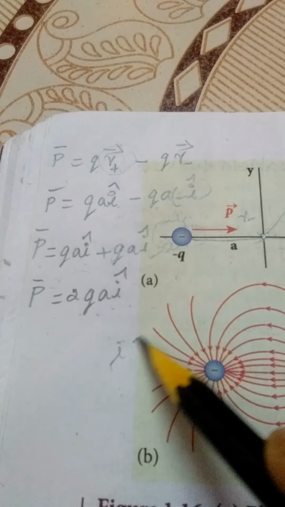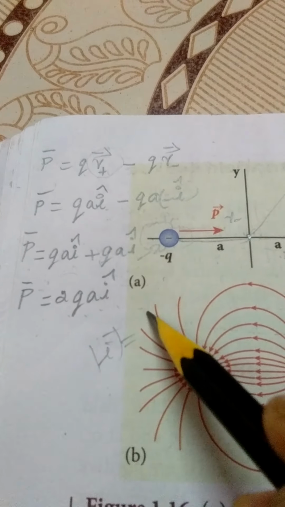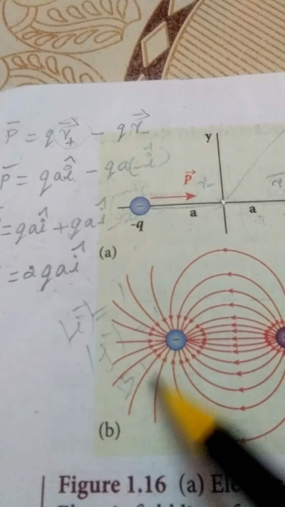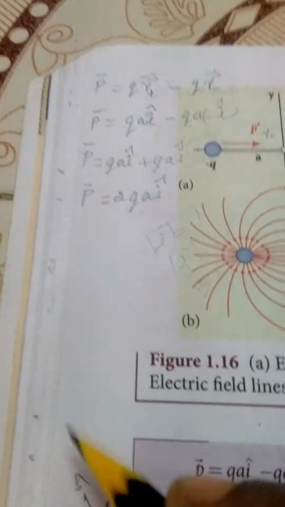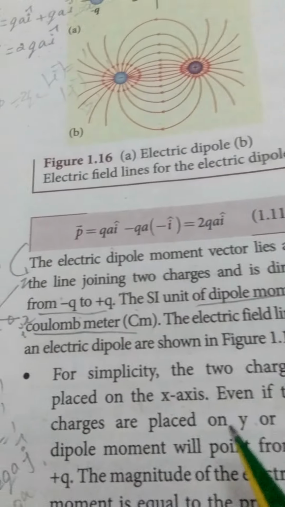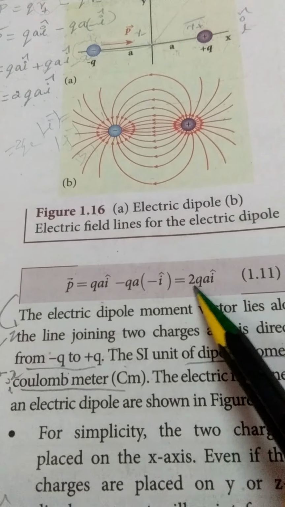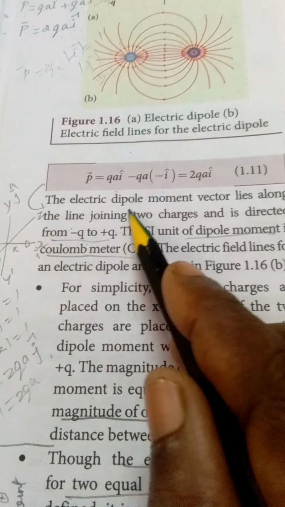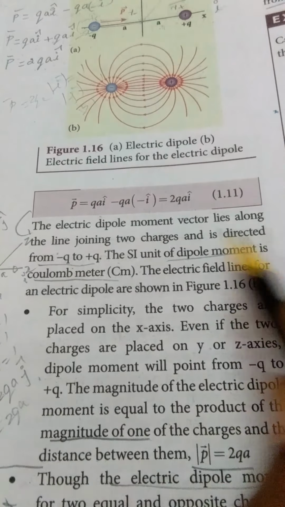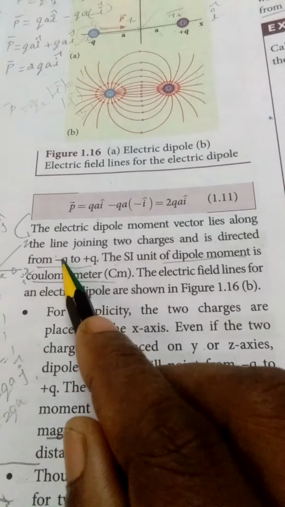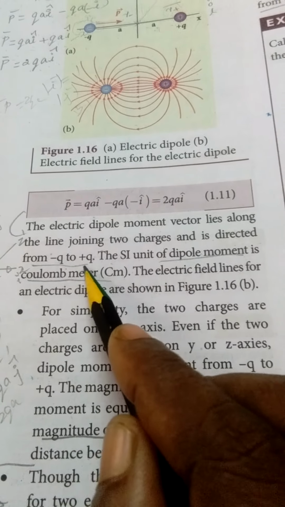The modulus of i is always 1, the modulus of j is always 1, the modulus of z is always 1, and you all know that. So the P vector is equal to 2 Q A i vector. Next, you see that the electric dipole moment vector lies along the line joining the two charges and is directed from plus Q to minus Q.